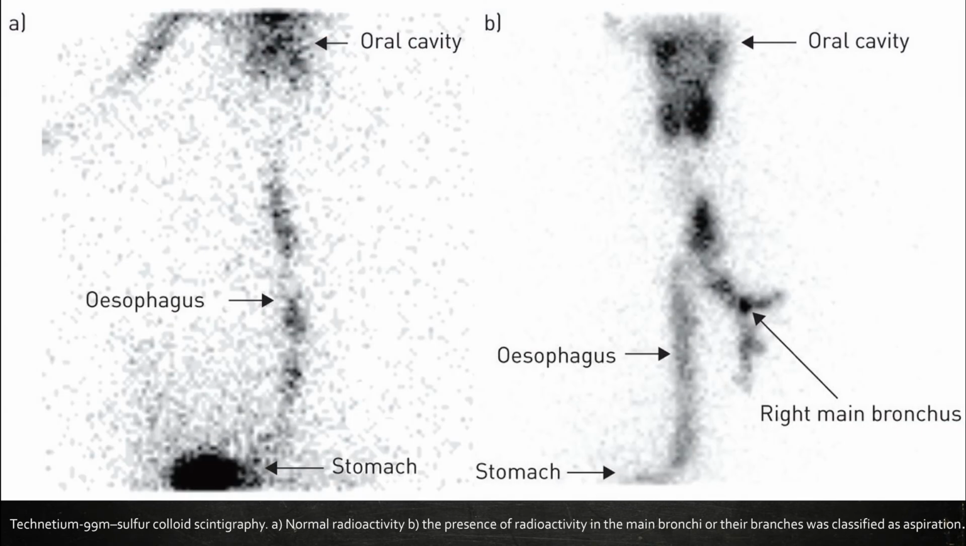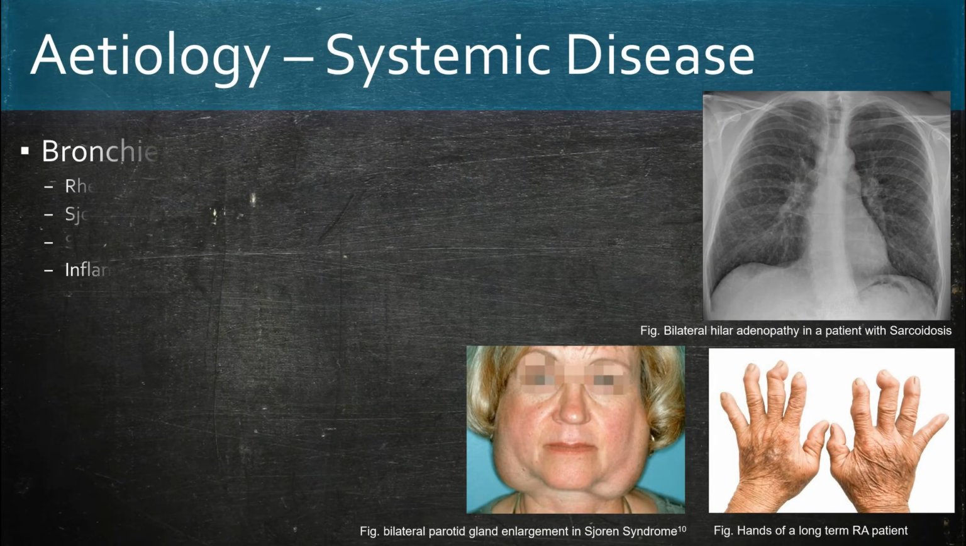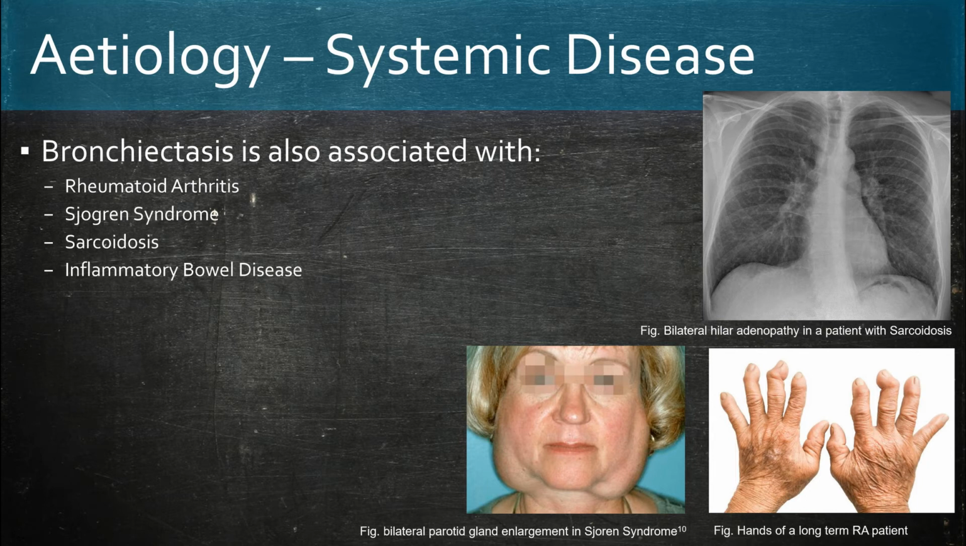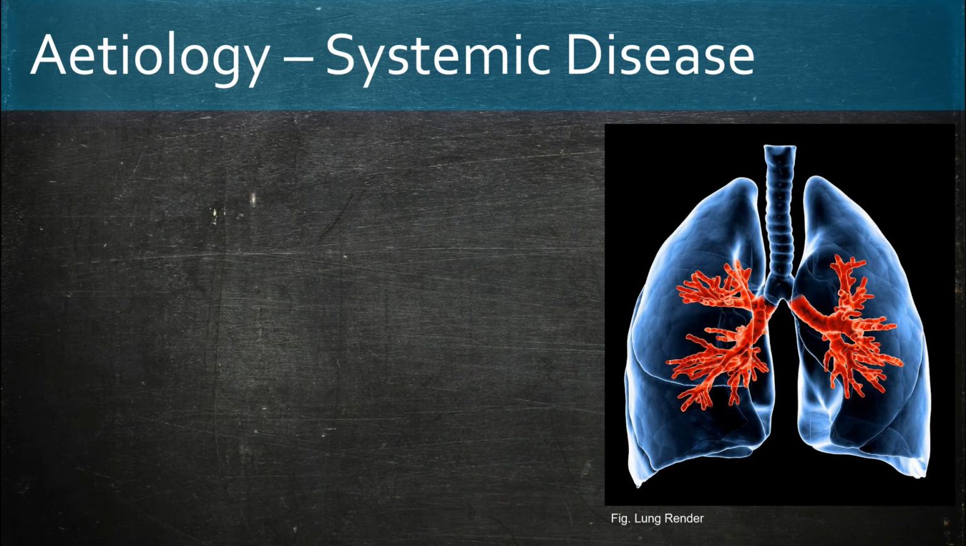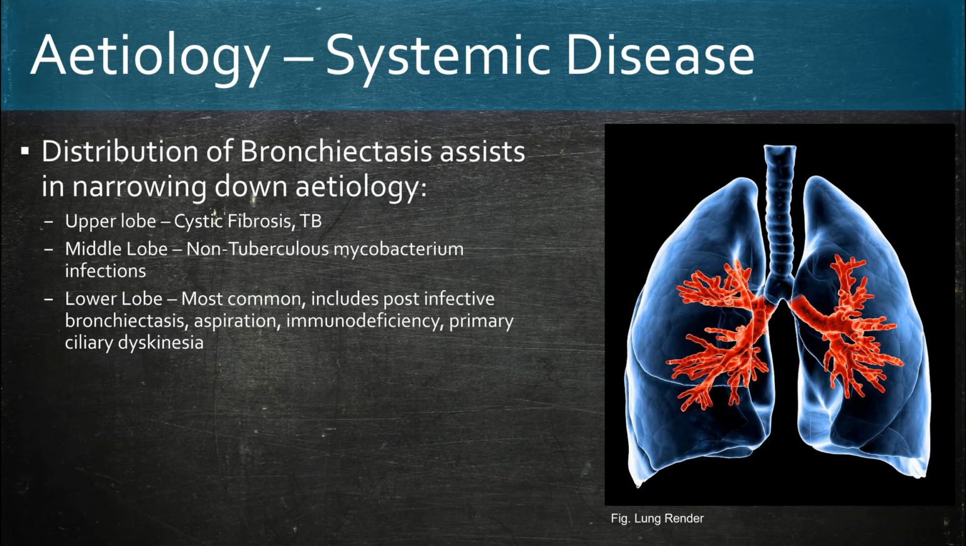So here we have what we call a scintigraphy, showing on the right side that the aspirate has ended up in the right main bronchus instead of staying in the stomach or the esophagus as is normal on the left-hand side. Bronchiectasis is also associated with systemic diseases such as rheumatoid arthritis, Sjögren's syndrome, sarcoidosis, and inflammatory bowel disease. Distribution of bronchiectasis can also help us in narrowing down the etiological factors. Most of the factors that we have discussed occur in the lower lobe.